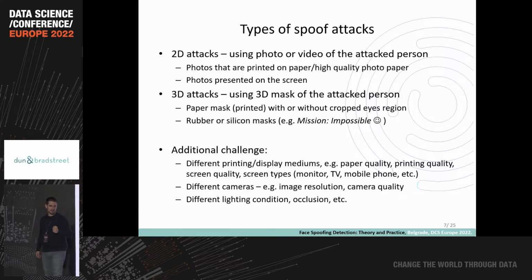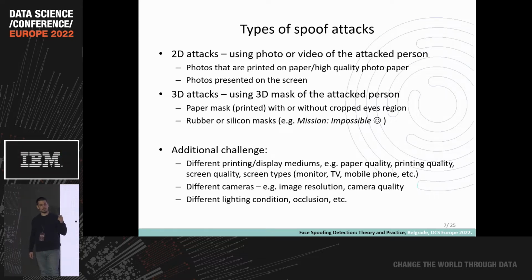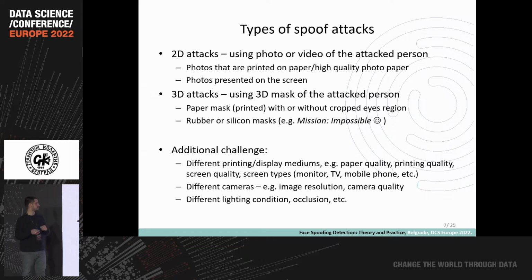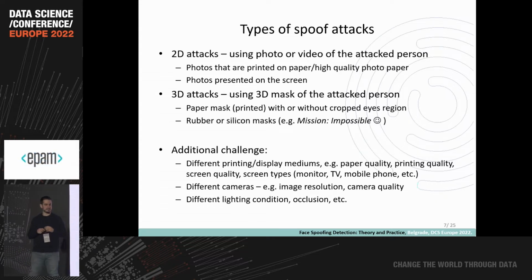In literature, there are two subtypes of spoof attacks: 2D attacks using a photo or a video of the attacked person, and 3D attacks when someone uses a 3D mask. The mask, as I said earlier, can be rubber or silicone, or can be a printed mask, printed with holes for eyes, with holes for mouth, without holes, some curved masks, 3D masks, and so on. Okay, this raised additional challenges.